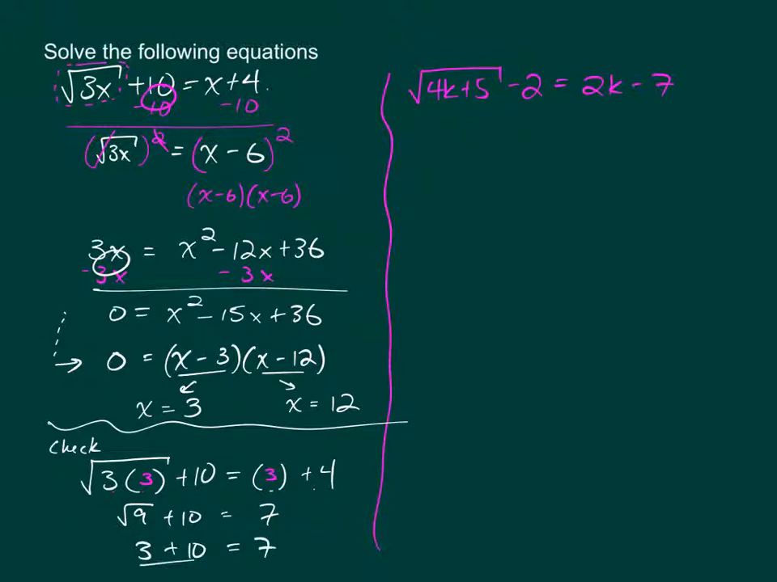It looks like we're trying to get something here, 13 equals 7. That does not work. 13 does not equal 7, so that means 3 is not a good answer. Let's see what happens if we replace 3 with something else, the other answer. What happens if we replace 3 with 12?